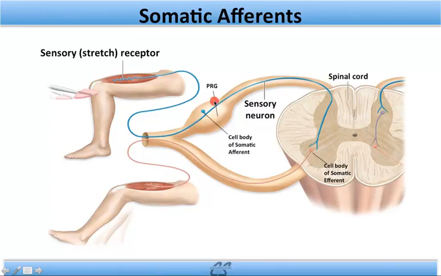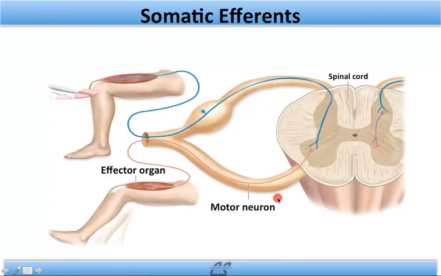The sensory cell body is located in the posterior ganglion. If it's somatic, that single motor neuron is located in the anterior horn of the spinal cord, as opposed to the posterior. So again, there we go. There's the motor neuron coming out and activating the effector organ. The effector organ, in this case, it's saying what's affected. It's skeletal muscle.